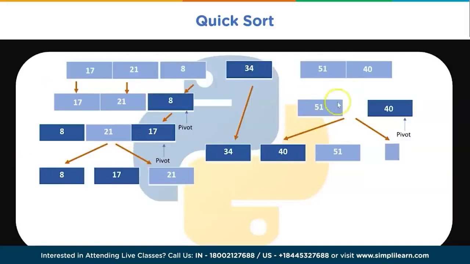Here we only have one element, 51. Okay, 51 and 40 will swap amongst themselves as pivot and they will align themselves. So I know it's a little confusing and a complicated algorithm, but I'll try to explain this with my example.